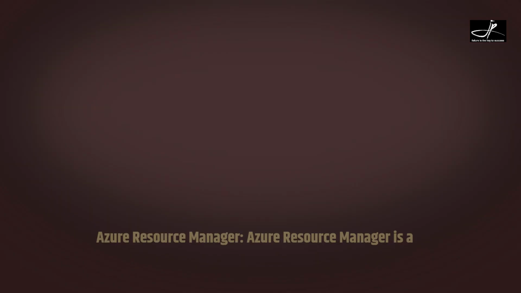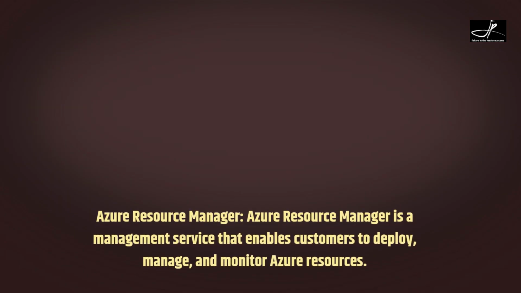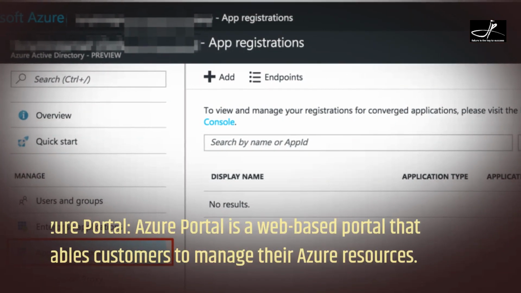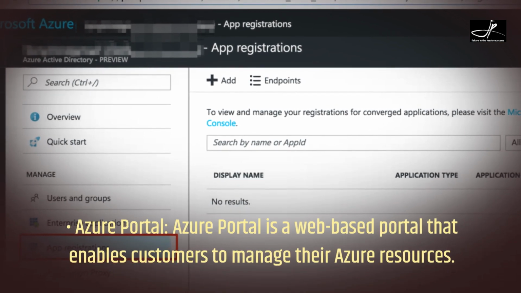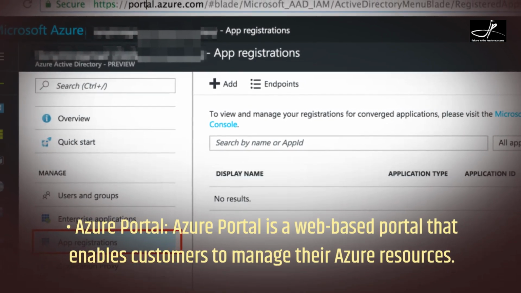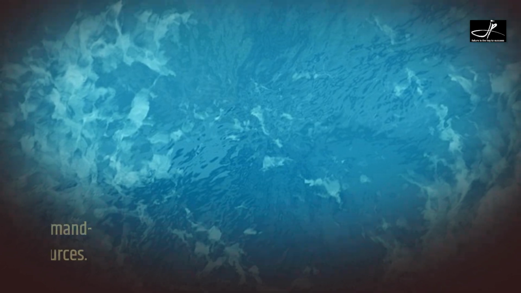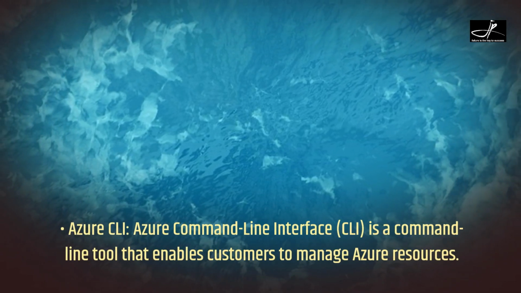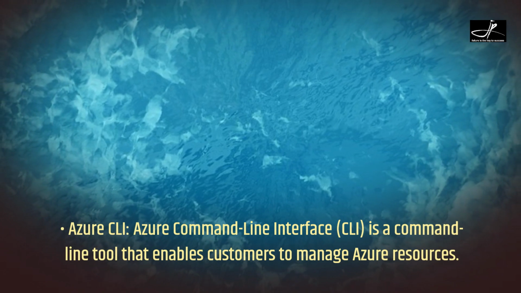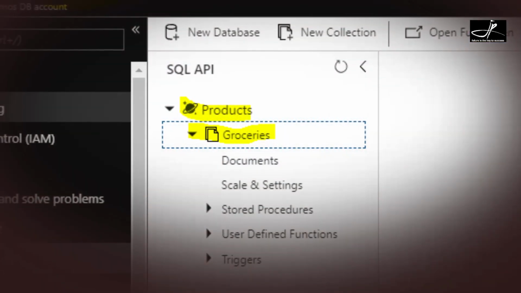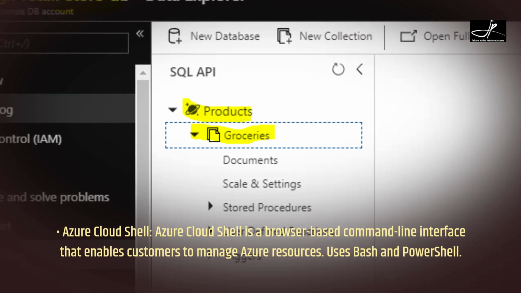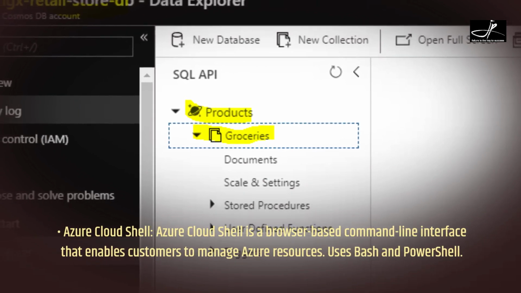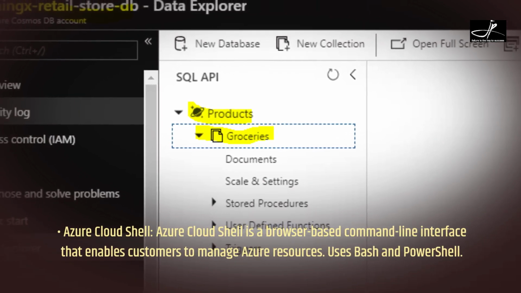Azure Resource Manager. Azure Resource Manager is a management service that enables customers to deploy, manage, and monitor Azure resources. Azure Portal. Azure Portal is a web-based portal that enables customers to manage their Azure resources. Azure CLI. Azure Command Line Interface, CLI, is a command line tool that enables customers to manage Azure resources. Azure Cloud Shell. Azure Cloud Shell is a browser-based command line interface that enables customers to manage Azure resources.